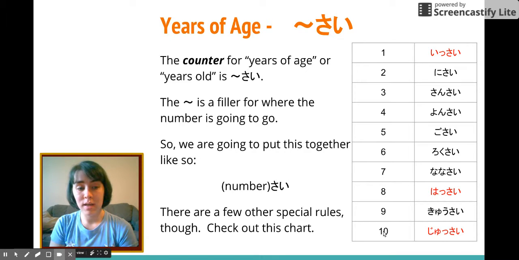To go beyond that, just like with regular numbers, you add the ones digit to 10. So 16 would be jurokusai, or 14 juyonsai. Only when ju is at the end of the number does it have that double S sound.